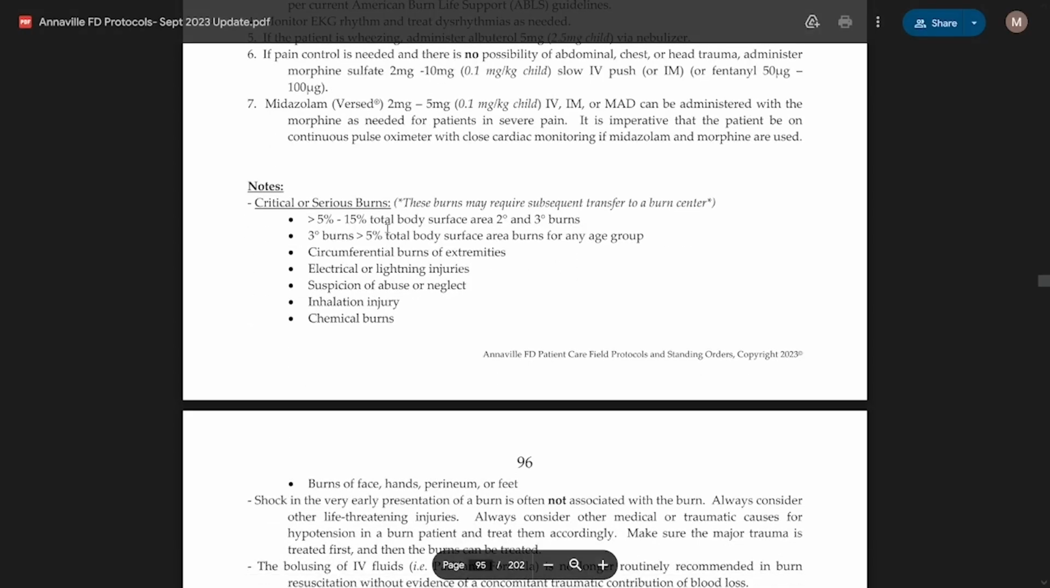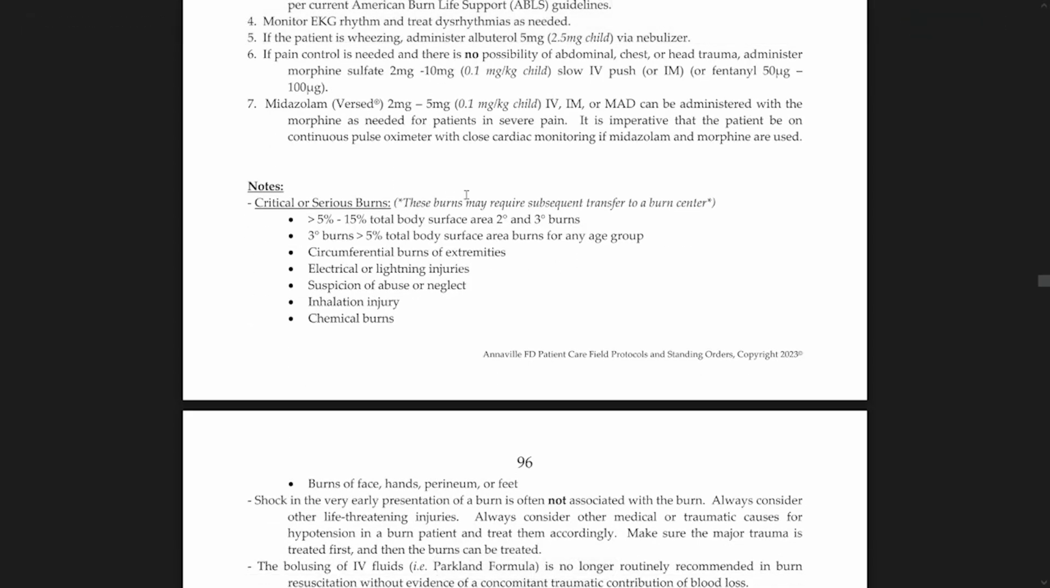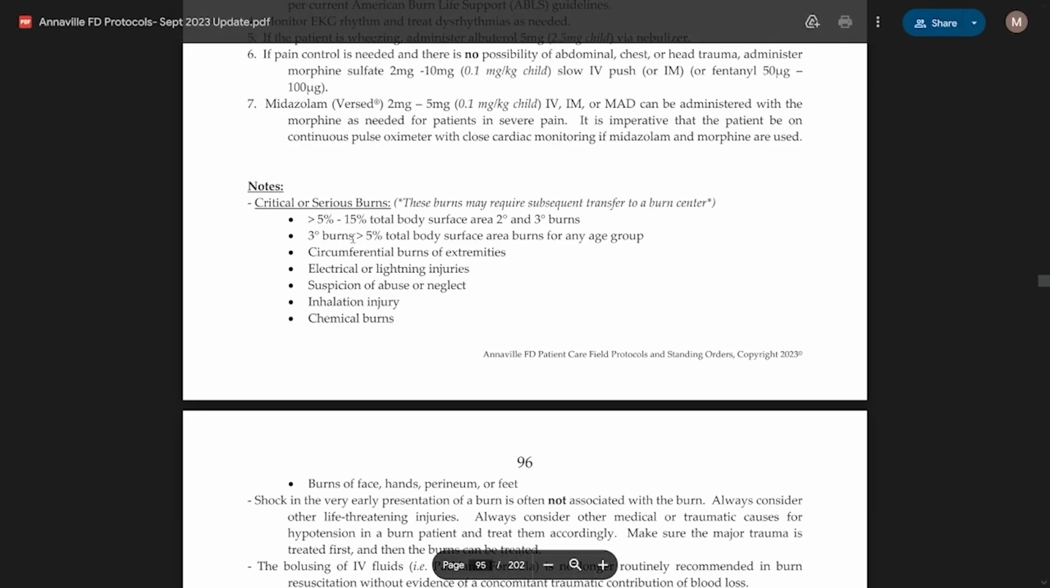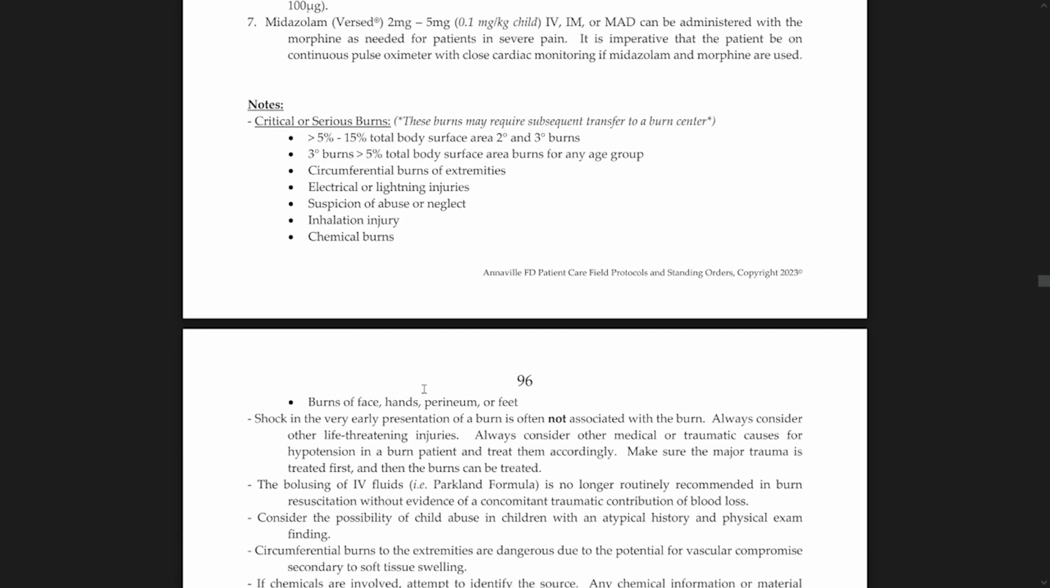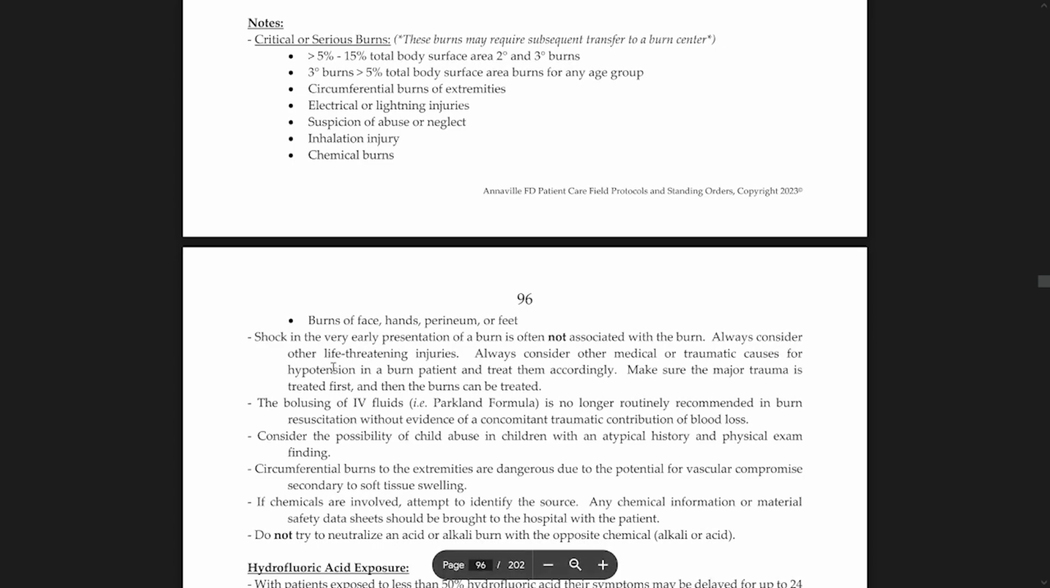Note: critical or serious burns may require subsequent transfer to a burn center. These include second degree or third degree burns greater than 5% to 15% of total body surface area, third degree burns greater than 5% total body surface area for any age group, circumferential burns of extremities, electrical or lightning injuries, suspicion of abuse or neglect, inhalation injuries, chemical burns, or burns of the face, hands, perineum, or the feet.